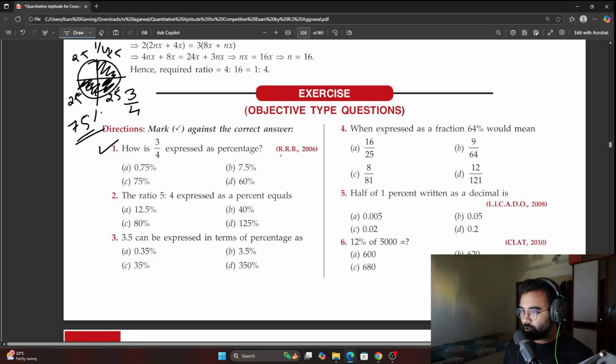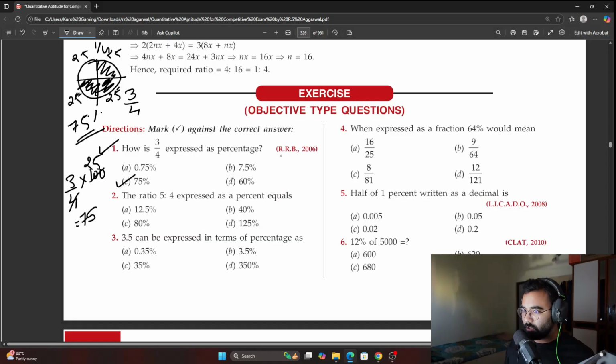Now people who are not able to visualize this, you can simply just multiply this by 100. For example, if you multiply 3/4 multiplied by 100, that gives you 25 4s are 100. So this is C. All right, okay, let's move on to question number 2.